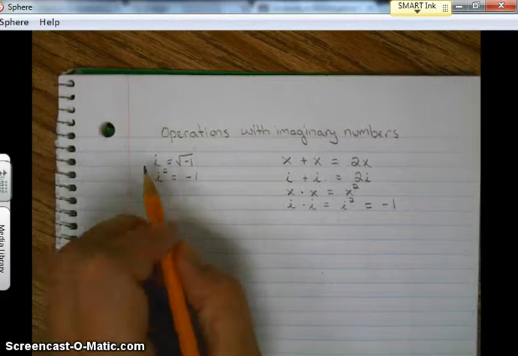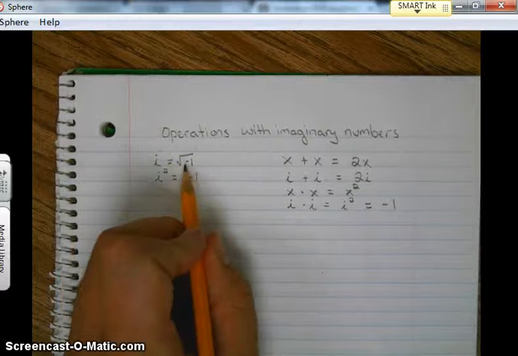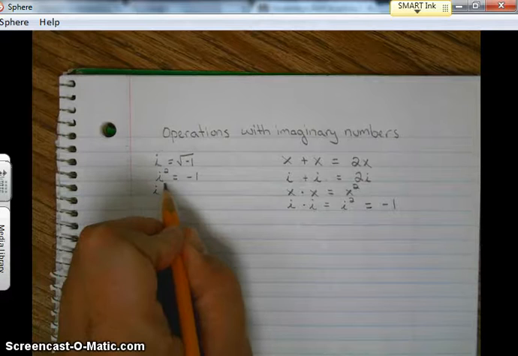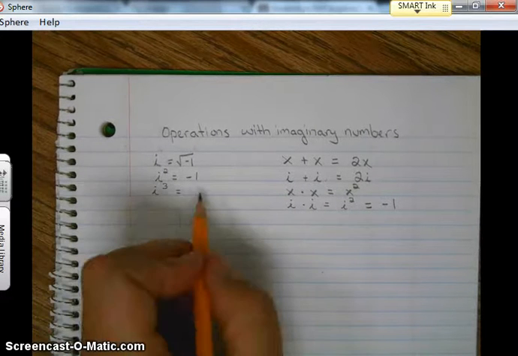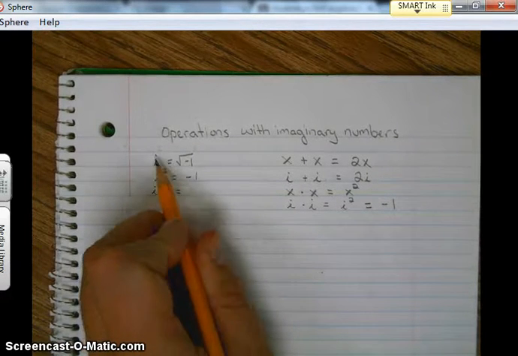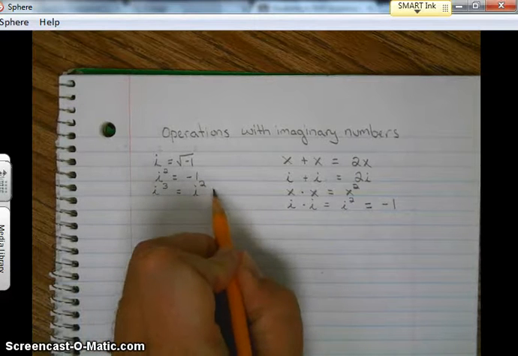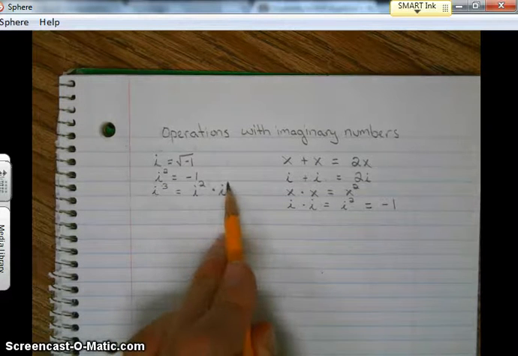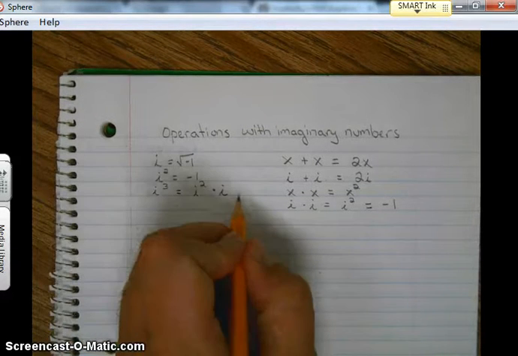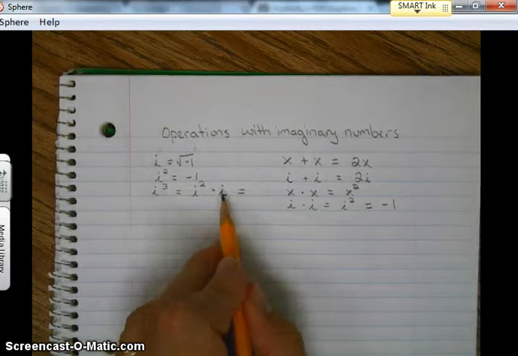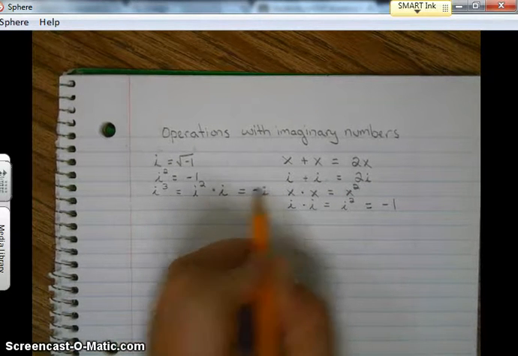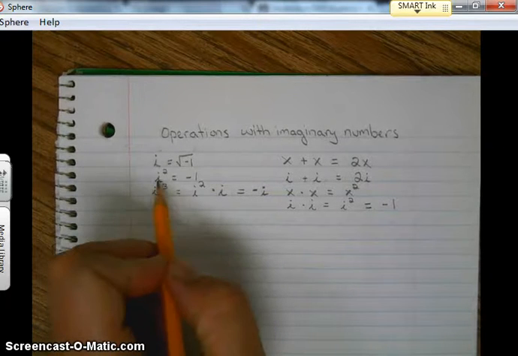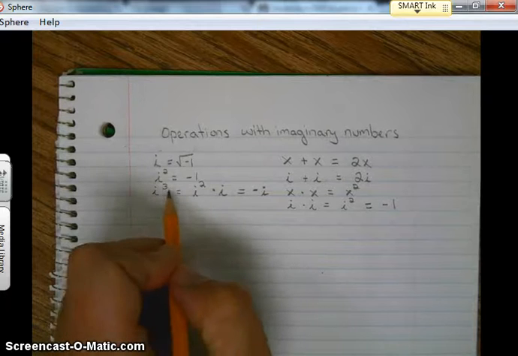Now, we know that i to the first is the square root of -1. i squared is -1. i to the third power is basically i squared times i. Remember that when you multiply, you add the exponents, so 2 plus 1 equals 3. So i cubed is equal to -1 times i, or -i. So i is the square root of -1, i squared is equal to -1, and i cubed is equal to -i.